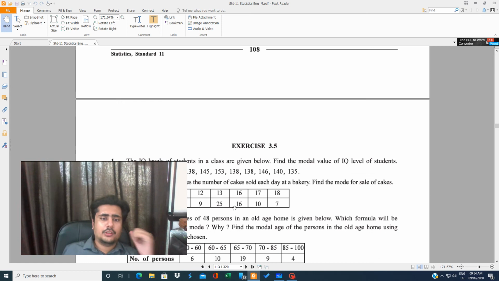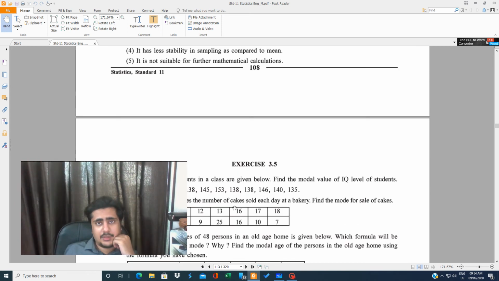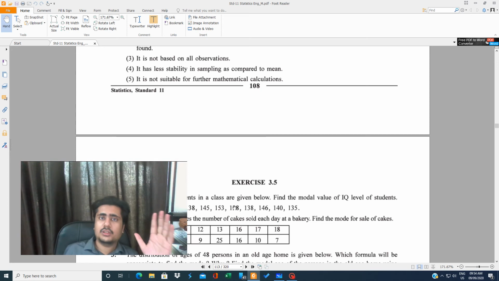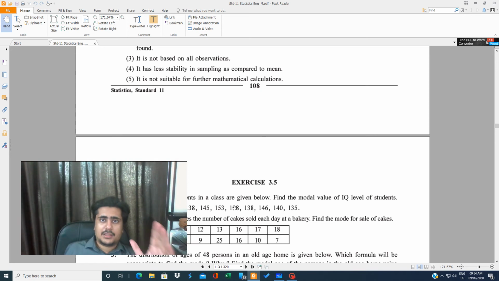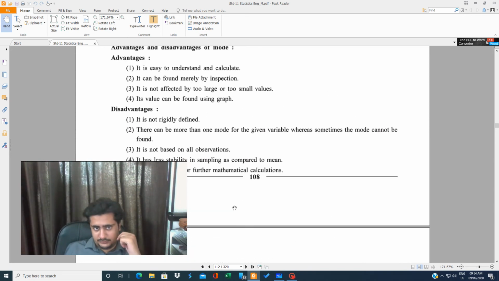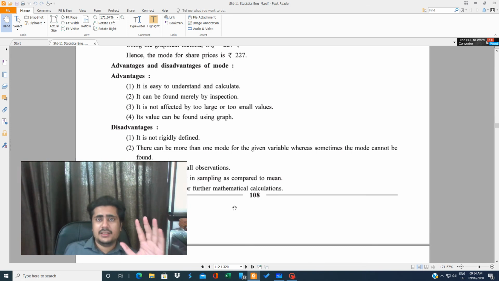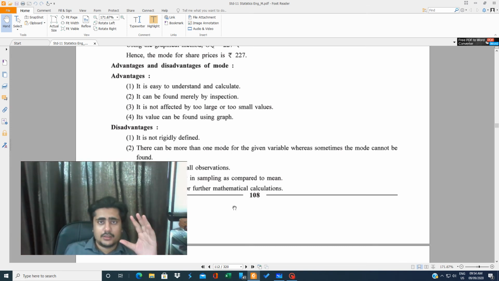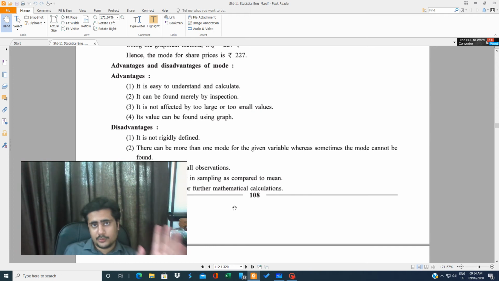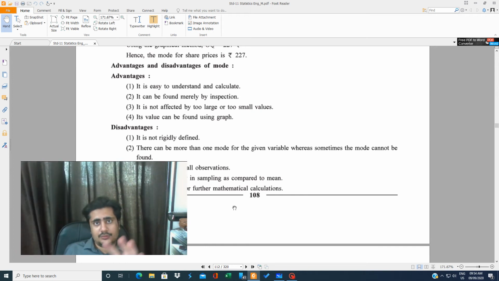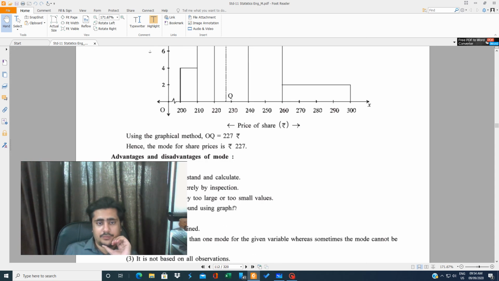In the empirical formula, I told you when to use it: when classes are unequal, when the maximum frequency occurs more than one time, and when the maximum frequency is in the first or last class. The main thing is that by seeing the question, you have to identify that you have to use this formula. It will not be specified that this formula should be used. Okay, got it?